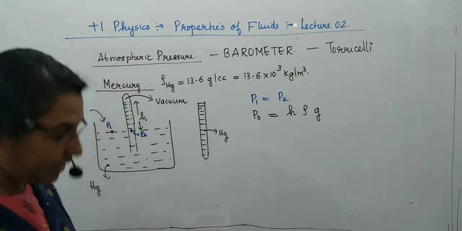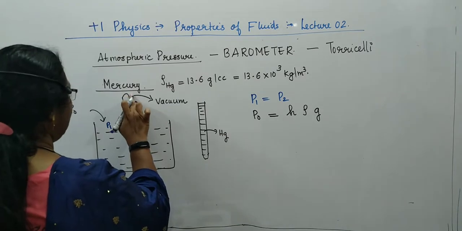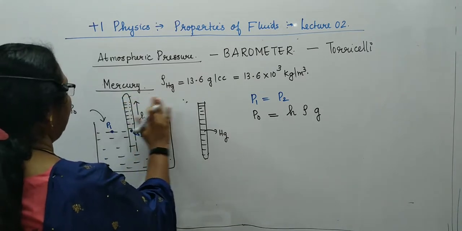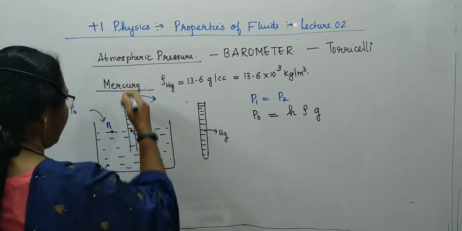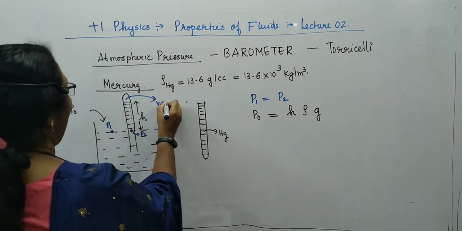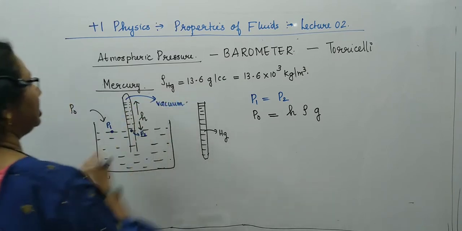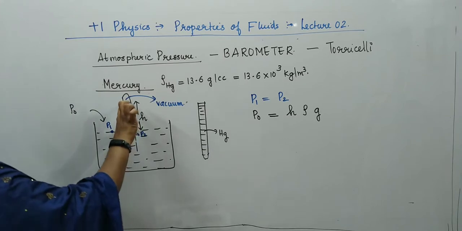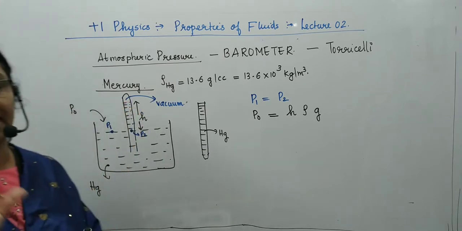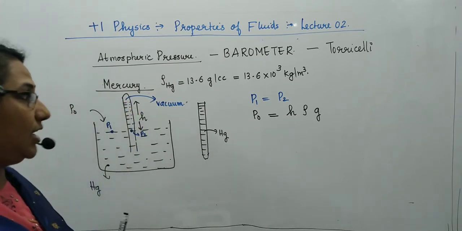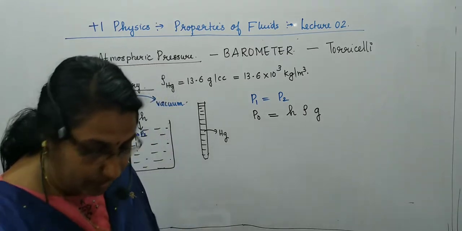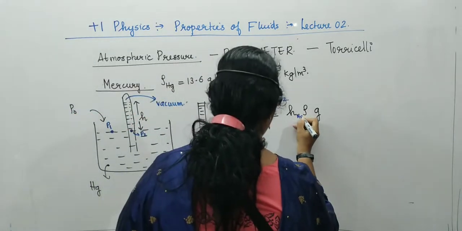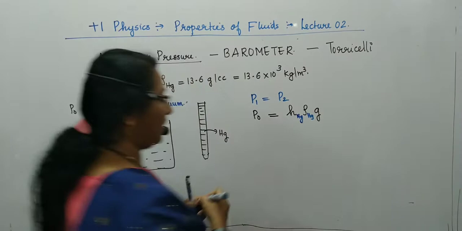This is vacuum. Can you see? This is vacuum because that region was filled with mercury. When the mercury moves down, this is vacuum, and the vacuum doesn't exert any pressure. So this much pressure is purely provided by the height of the mercury column, which is equal to h rho g: h of mercury, rho of mercury, and g. Clear?